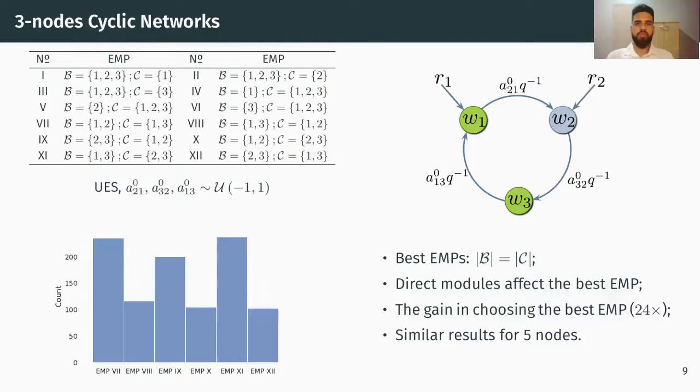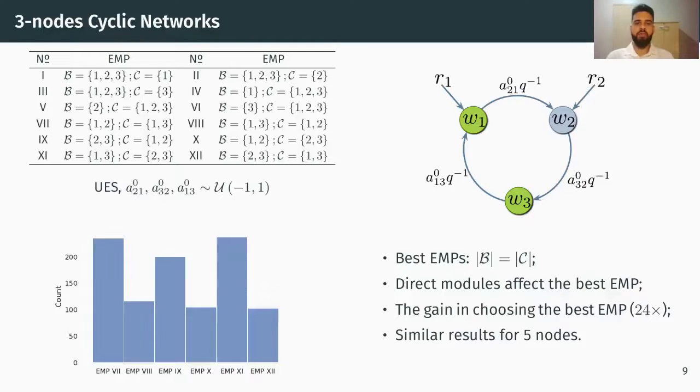Now, for the 3 nodes case, the same identifiability result applies, which leads to 12 different minimum EMPs enumerated in this table. In the top right, you see an example of a minimum EMP for a 3-node cycle. We have computed the asymptotic covariance matrix of each EMP and observed the following. We simulated 1,000 dynamic networks with random modules drawn from a uniform distribution under the uniformly excited scenario. The number of times each EMP was selected as the best is displayed in the bottom left histogram.